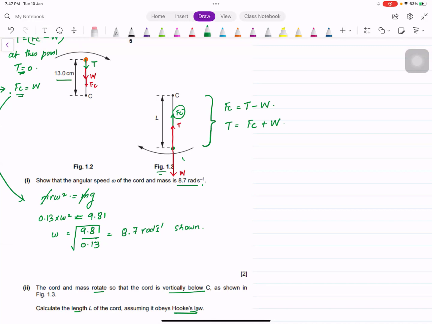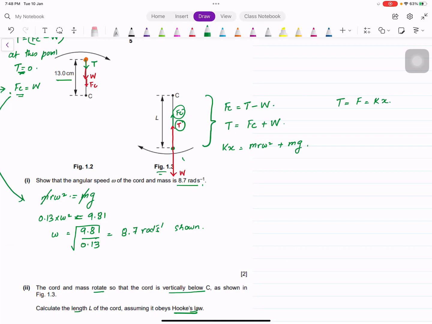Good. Now let's write this. This tension obviously is equal to the force which is obeying Hooke's law. And in Hooke's law, we remember that force is equal to kx, where k is the spring constant. Unfortunately, we do not have that, and we need to do something about it. So instead of T, I'm going to write kx. Fc is m r omega squared plus mg, like that.